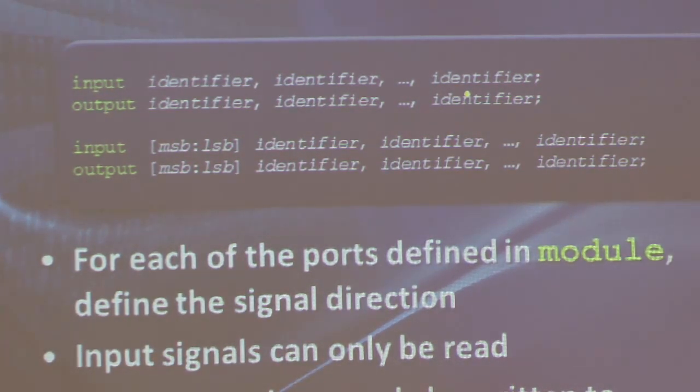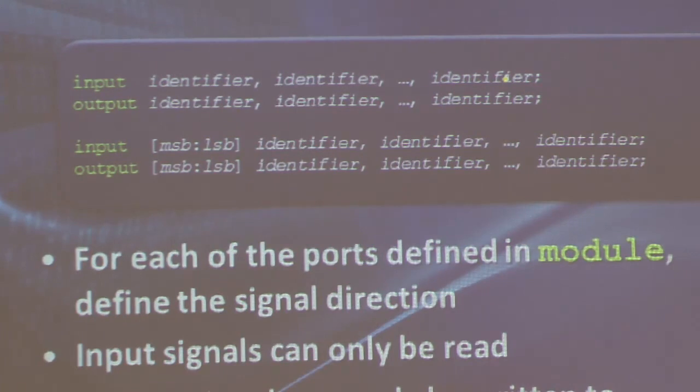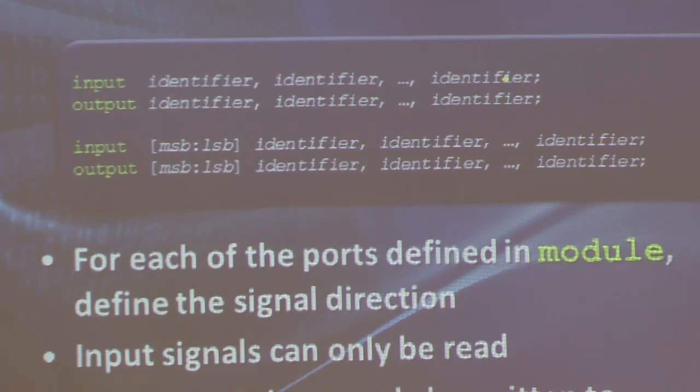You can have one line of input with a list of all the identifiers, or you can break it into a few lines of input. So you can have input, one identifier, next line. Input, another identifier, and you can have as many as you want. It's usually a convention to break them down into things that make sense. You might have a few inputs that are related to each other, so you put them in one line. Then another group of inputs are related to each other, put them in another line. And this is the same case for output, so same story.